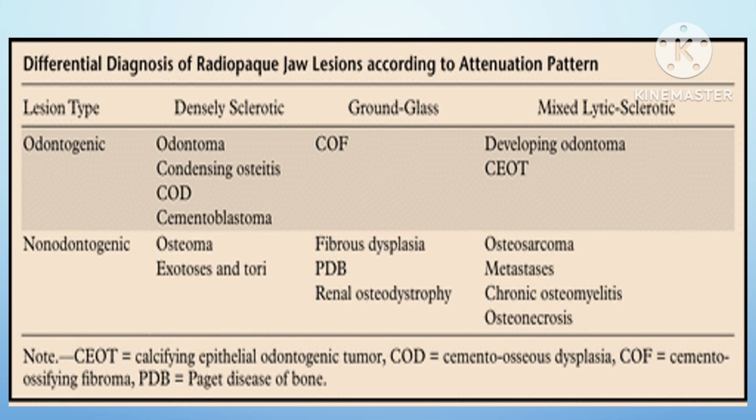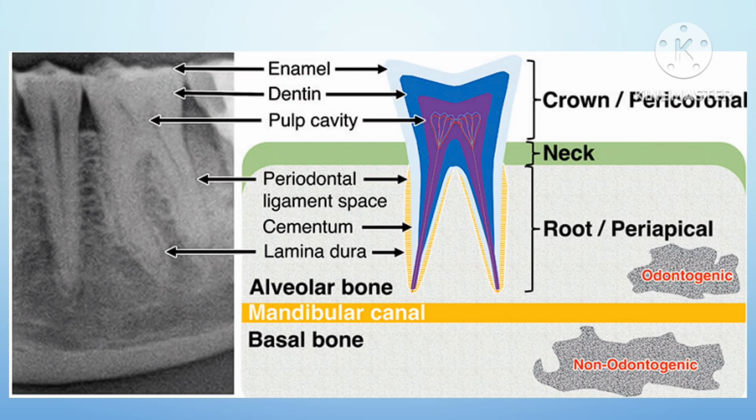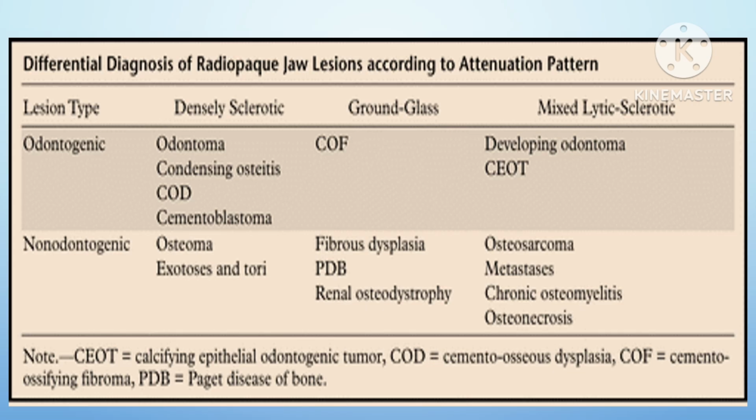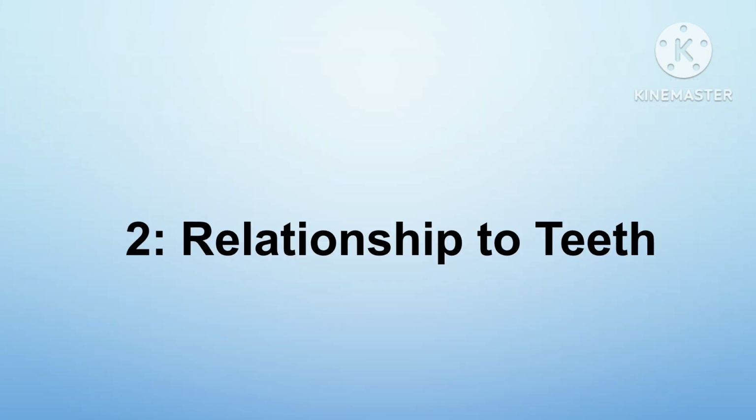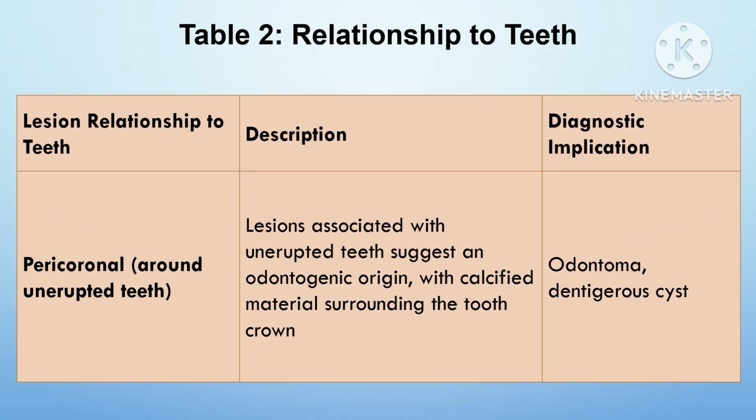Based on the attenuation pattern, the radiopaque lesions may be further classified into odontogenic and non-odontogenic. Odontogenic lesions usually support a component of a tooth, and non-odontogenic lesions develop from osseous origin and are not related to tooth structure. On the basis of the relationship to the teeth, radiopaque jaw lesions may be pericoronal lesions, which are located around the crown of the unerupted tooth.